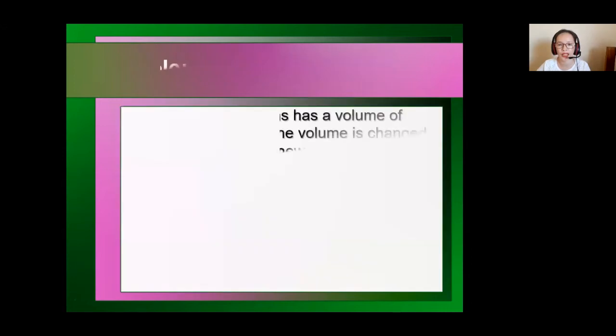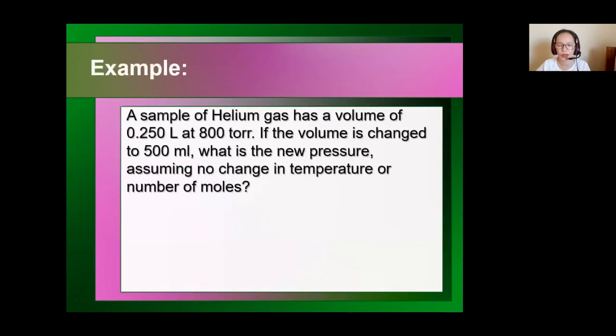Okay? And when we apply that to a problem, say for example, helium gas occupying a volume of 250.0 liters and 800 torr of pressure. If the volume is changed to 500 milliliters, what is the new pressure? So here in Boyle's law, you will just consider the pressure and volume. Initially, it's 250.0 liters, and the initial pressure is 800. So what will happen to the pressure if the volume is changed to 500 milliliters?